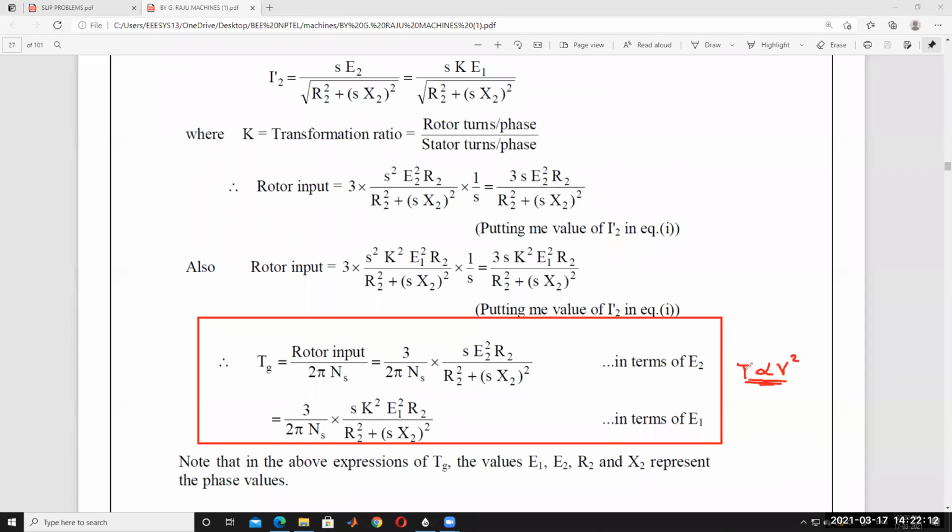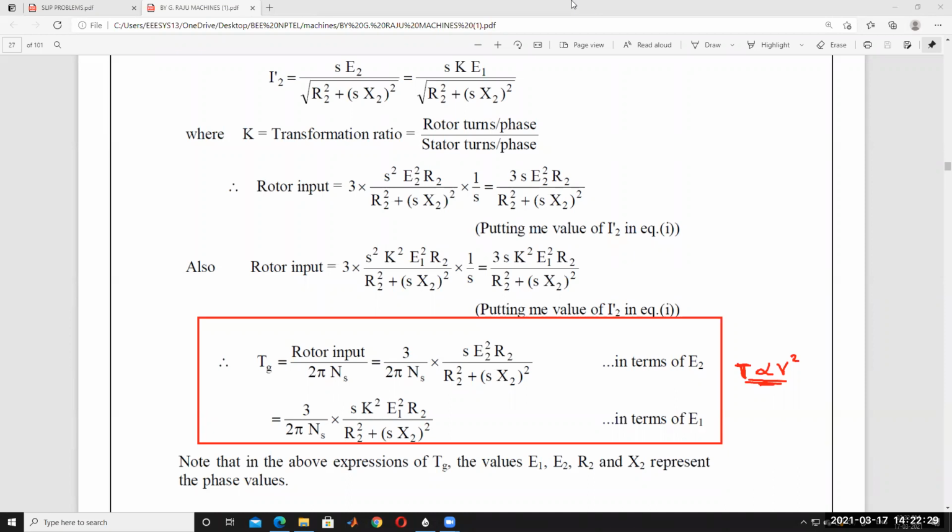Okay, so torque is proportional to V square. So, torque of the induction motor is proportional to V square. This is one of the important concepts. Based on this concept, one speed control mechanism is there.